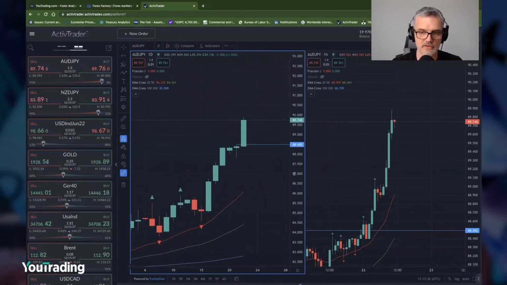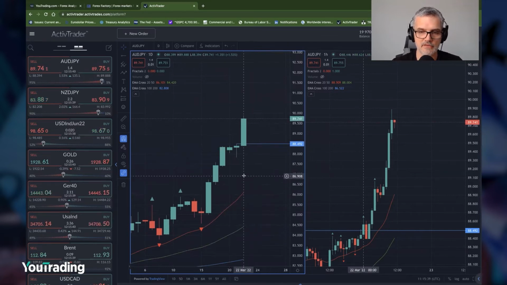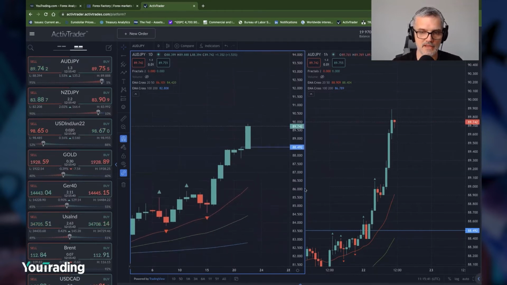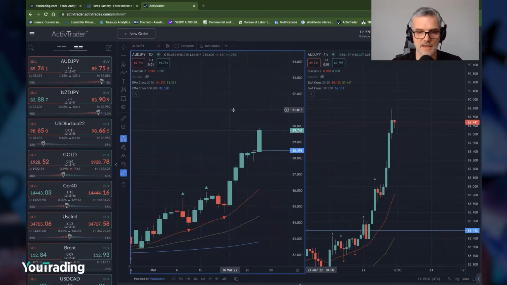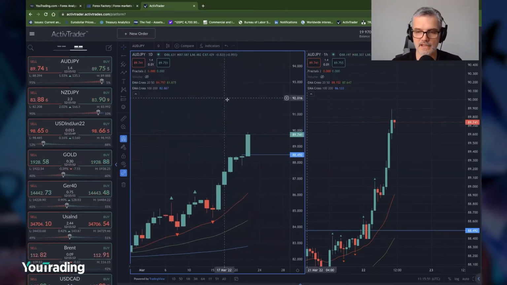So sentiment and fundamentals kind of confirm that we should be going higher. There's nothing really as a roadblock fundamentally to stop this until we get Japanese CPI later on tomorrow. So we've got a few hours ahead of us.